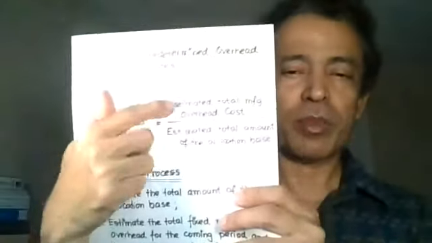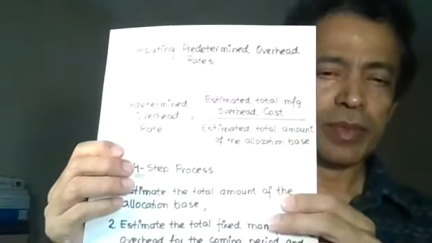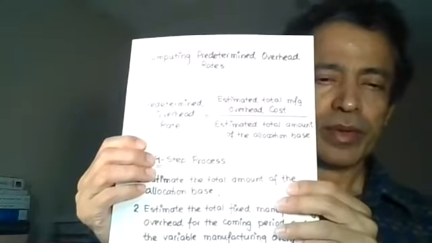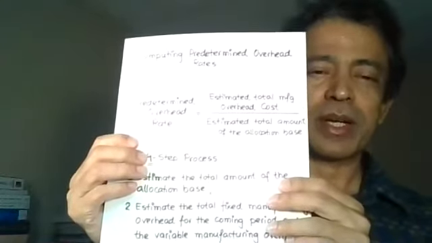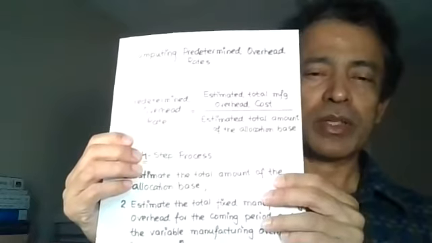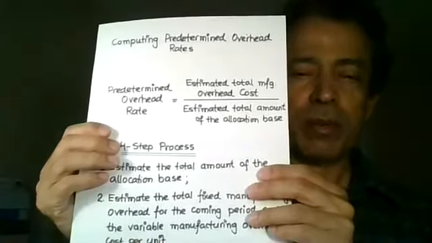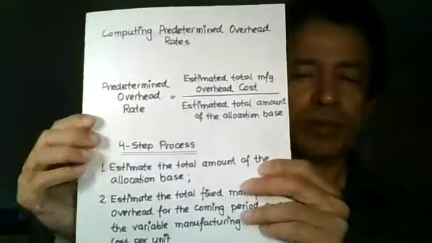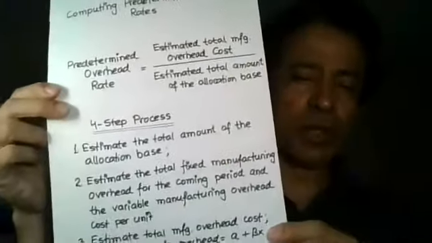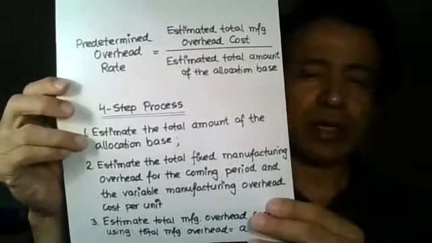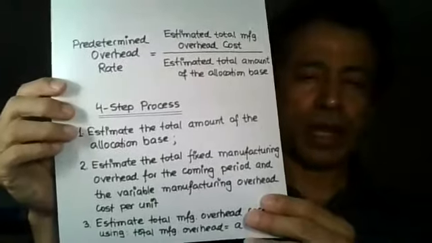All right, so the numerator here is estimated total manufacturing overhead cost. So that's the estimated total, so let's say the budgeted total cost, and divided by the estimated total amount of allocation base. All right, so we have a 4-step process. First, it requires us to estimate the total amount of the allocation base.